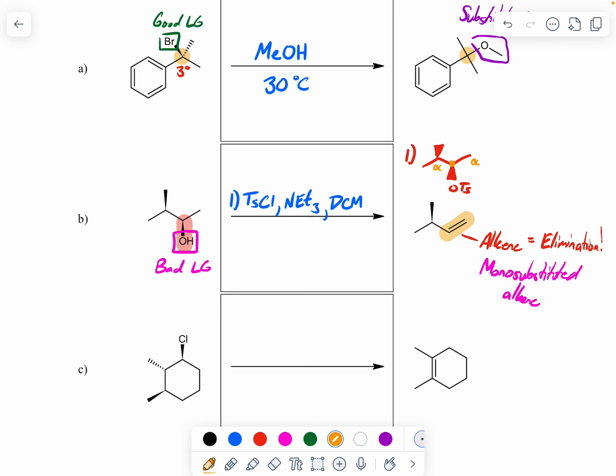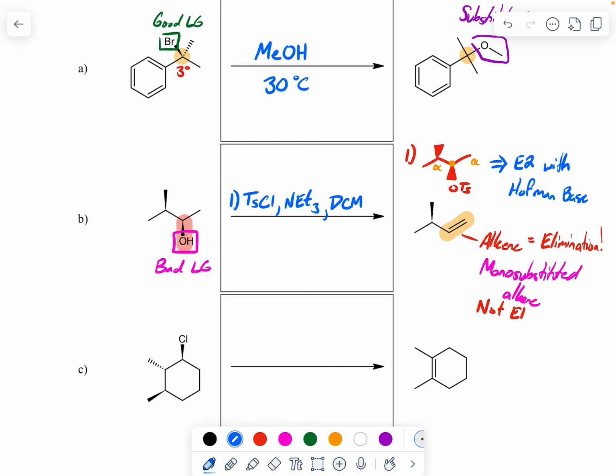So in this example, a monosubstituted alkene typically tells us that this is not E1. Because remember, E1 will always form the most stable, most substituted alkene possible. So if we wanted to actually do this and get that least substituted alkene, we need to do an E2 reaction. To be more specific, we need an E2 with a Hofmann base.